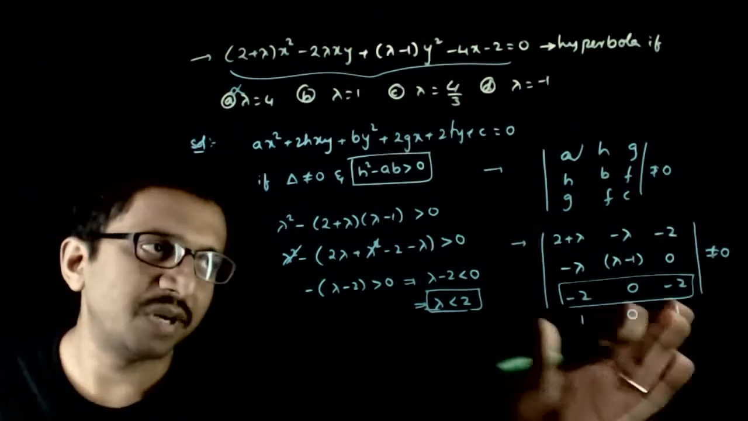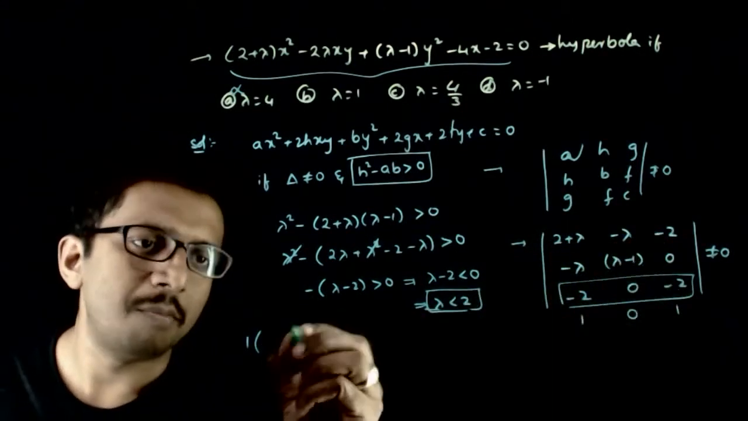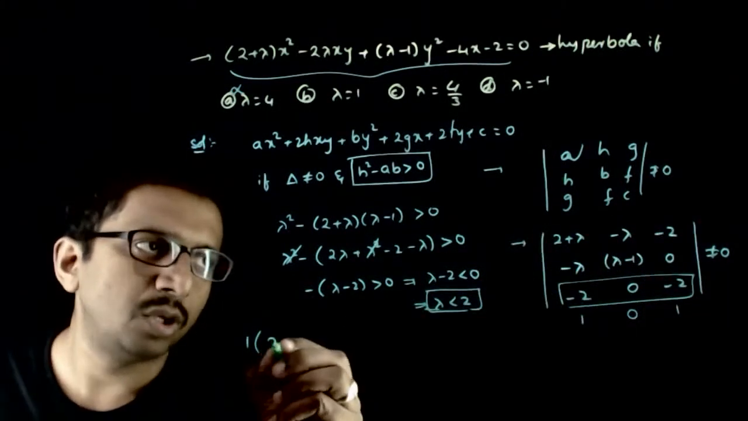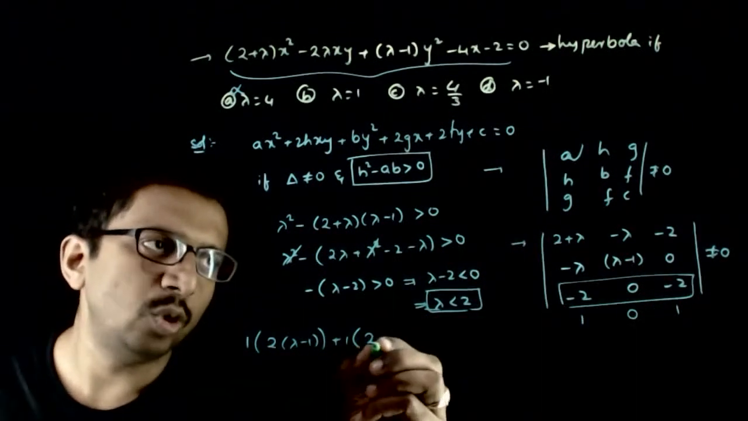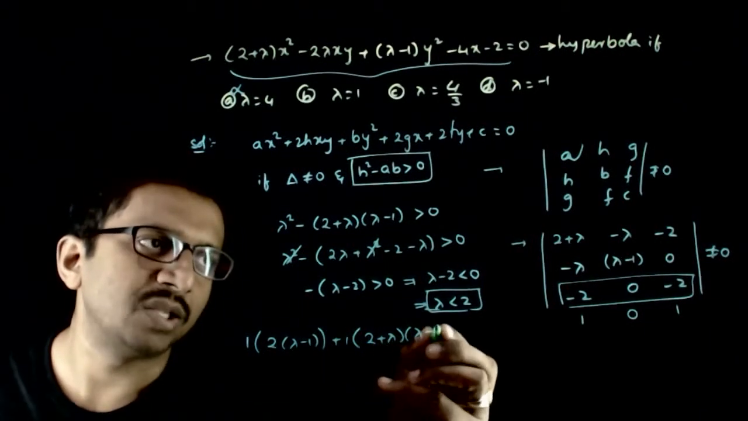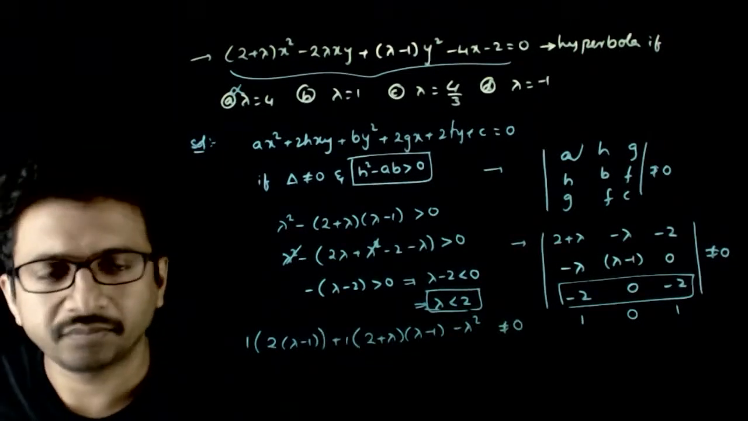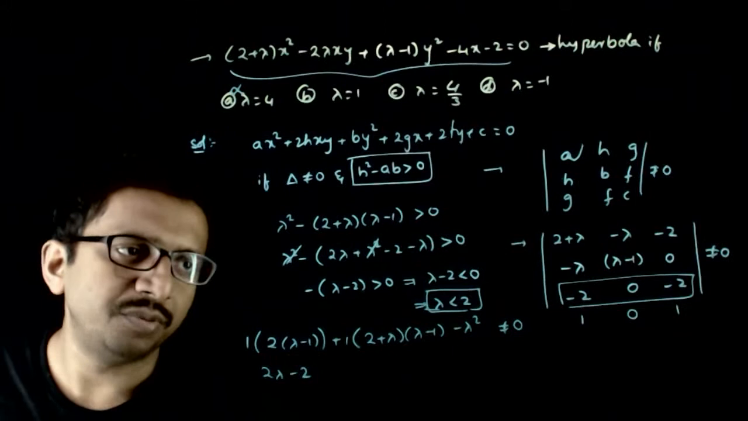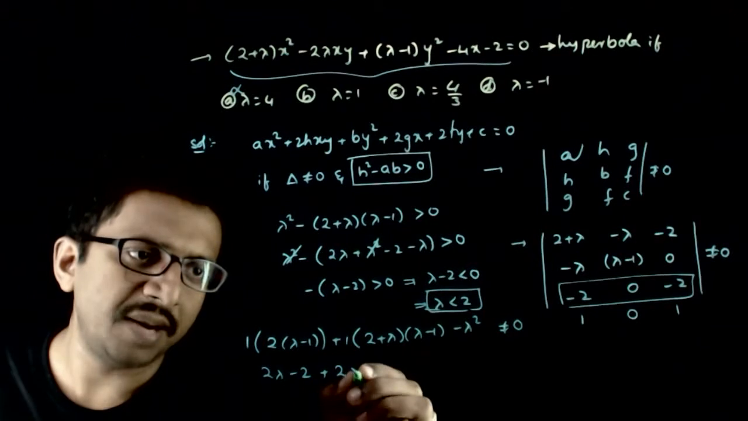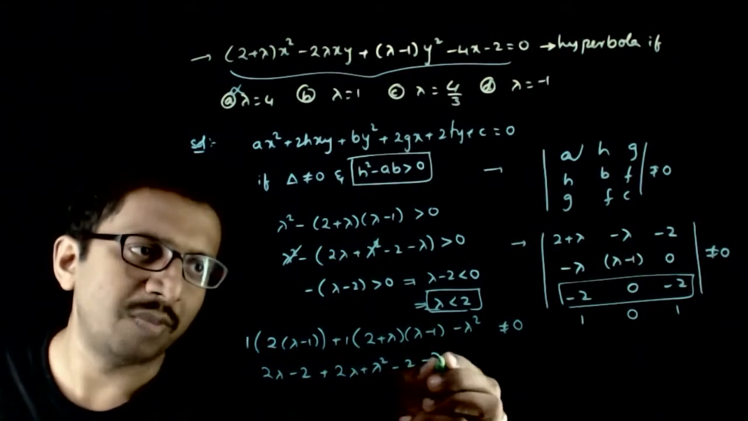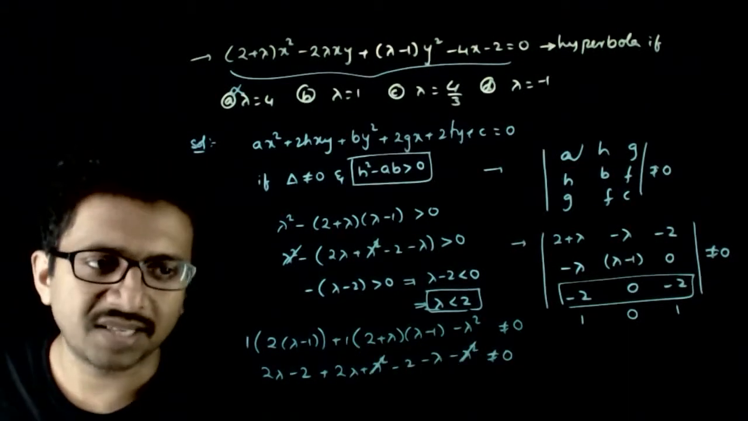Now I'll expand this with respect to the last row. So what do you get? 1 times minus lambda into 0 is 0. So 2 times lambda minus 1, plus 1 times again 2 plus lambda into lambda minus 1 minus lambda square should not be equal to 0. So 2 lambda minus 2 plus, if you expand this, you get 2 lambda plus lambda square minus 2 minus lambda square should not be equal to 0. So lambda square and lambda square get cancelled.